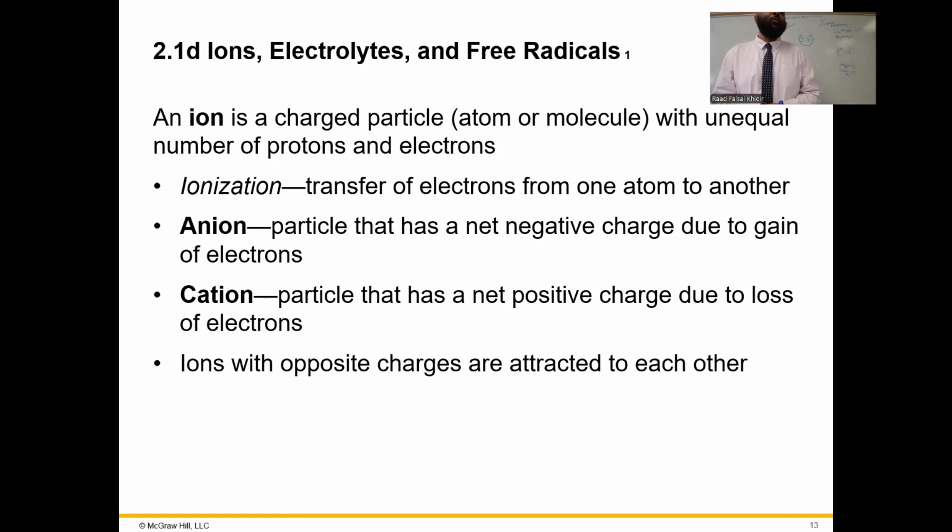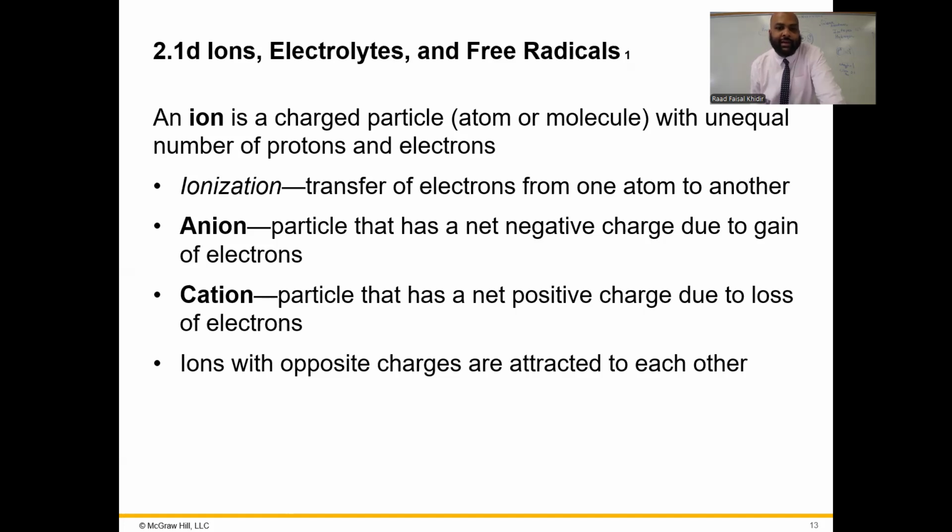Okay, now we talked about how there's a balance between electrons and protons. Now let's say one cell loses an electron. If it loses an electron, it is now positively charged because it lost the minus. And if it gains an electron, we said electron is negatively charged, so that makes it electronegative. So ionization is the transfer of electrons from one atom to another atom.